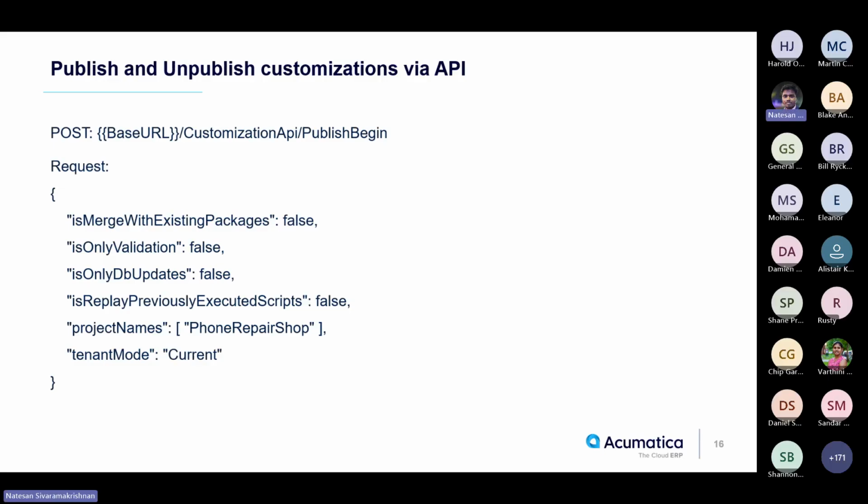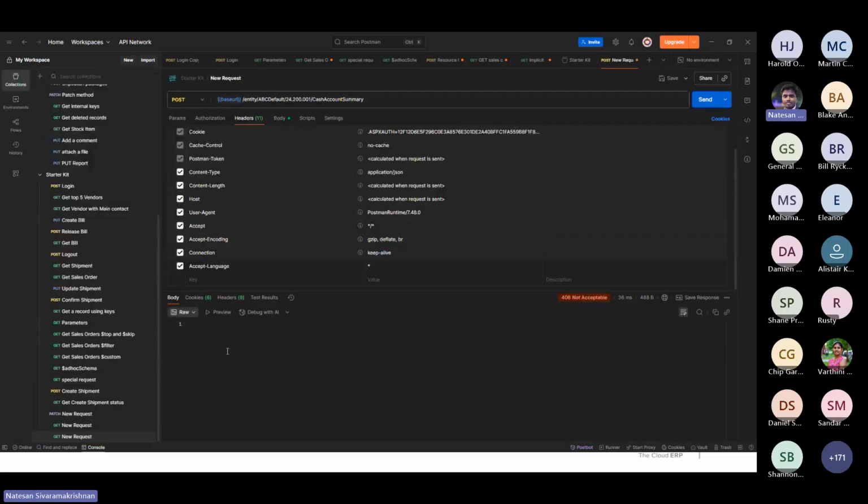Moving on, we can also see the REST API supports the feature to publish and unpublish customizations using REST API. So for this one, we are going to access the customization API endpoint and call the action publish begin with the request body containing the parameters like the project name, which contains the list of customizations that we wanted to publish using the API.